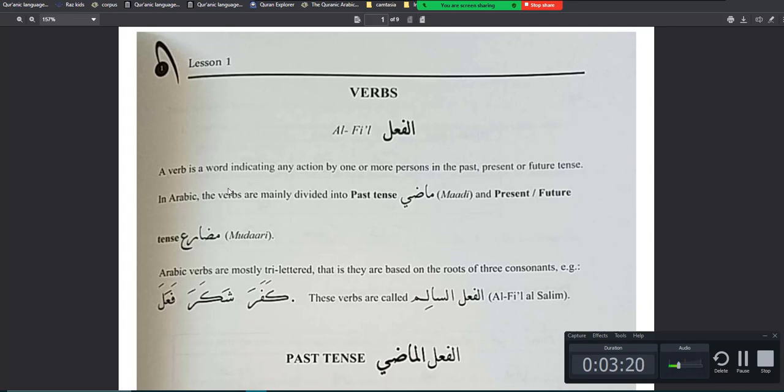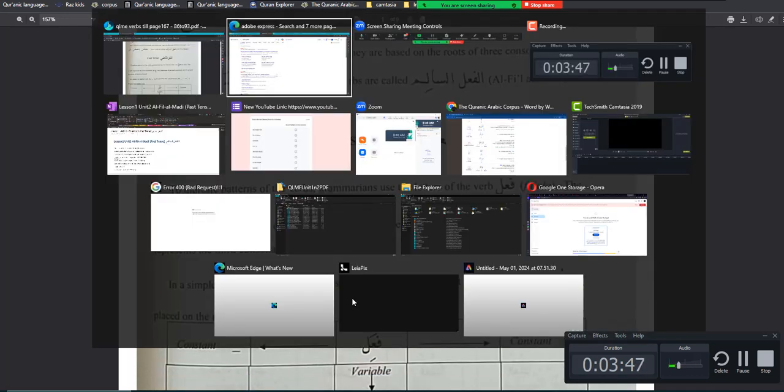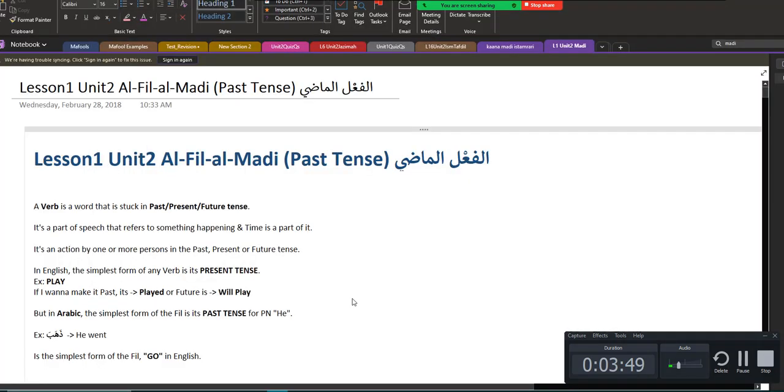And Arabic verbs are mostly tri-lettered, that is, they are based on the roots of three consonants. Like fa'ala. It has three root letters, fa, ain, and lam. Shakara. Even this has three radicals, sheen, kaf, and ra. Same with kafara. These verbs are called al-fi'l as-salim. Okay? So before starting fi'l madi, let me explain more about what exactly the fi'l is.